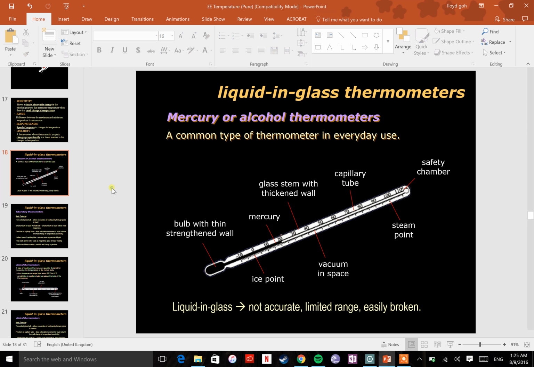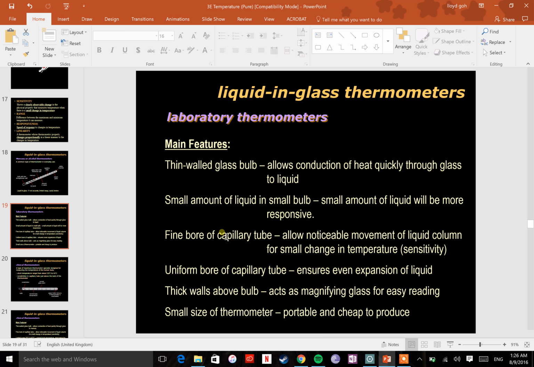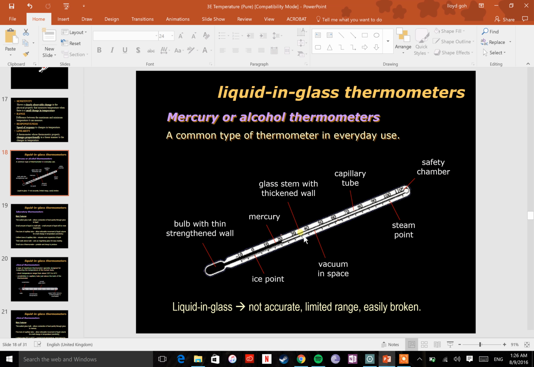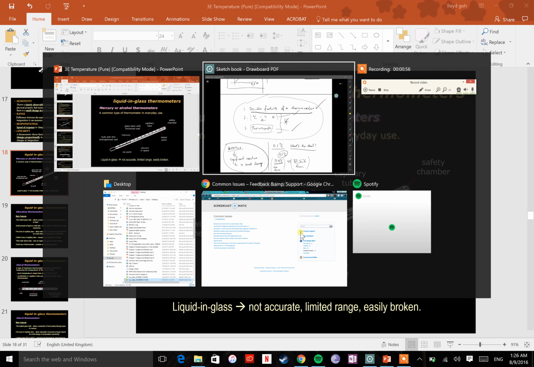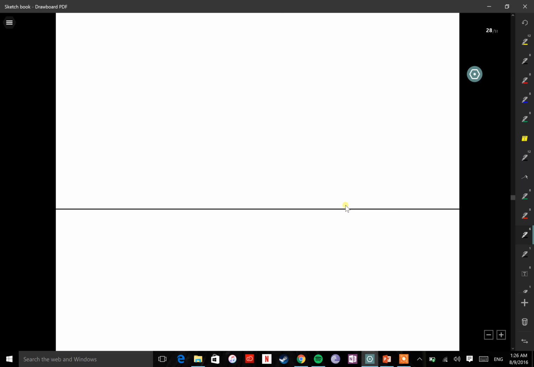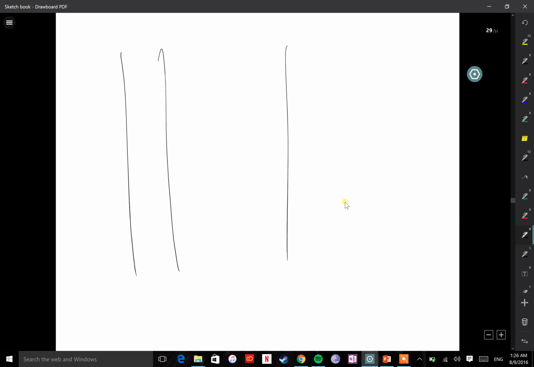Now, of course, I'll need to talk about this idea of the capillary tube. The thinner it is, the more sensitive it will become, because for the same amount of liquid, a thinner tube will mean that... let's just look at an illustration. So we have a thick tube and we have a thin tube.